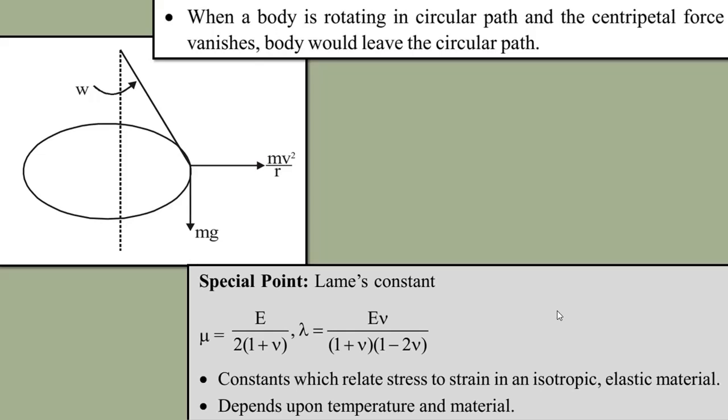So, a special point: Lamé's constants. What are Lamé's constants? Mu is equal to E divided by 2 into 1 plus v. Therefore lambda is equal to E v divided by 1 plus v into bracket 1 minus 2v. These are constants which relate stress to strain in an isotropic elastic material. Lamé's constants depend upon temperature and material.